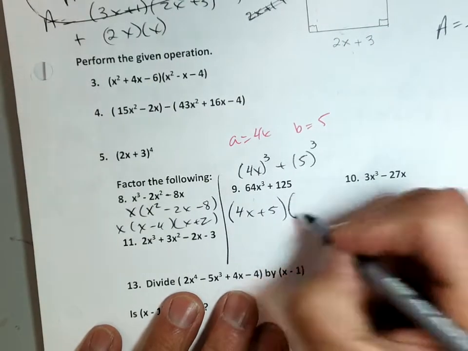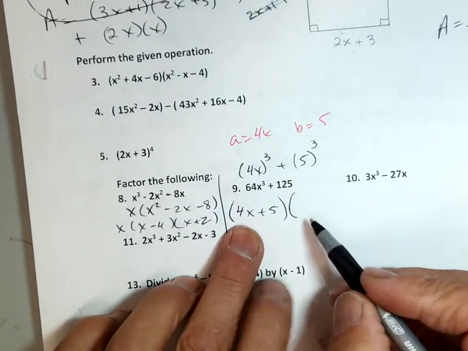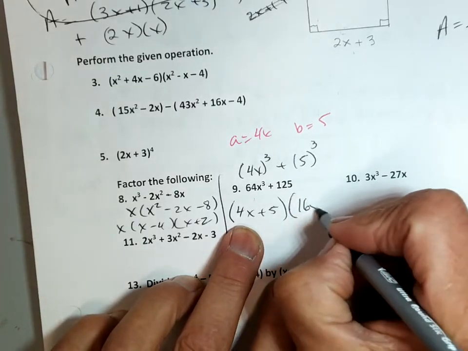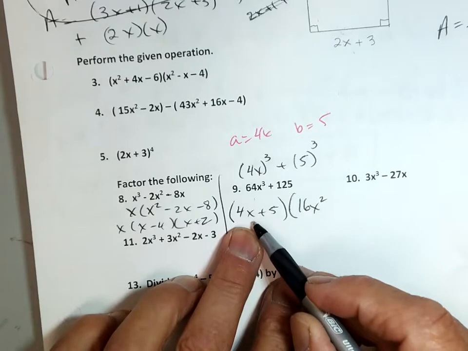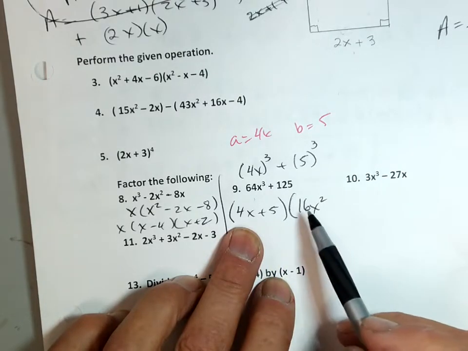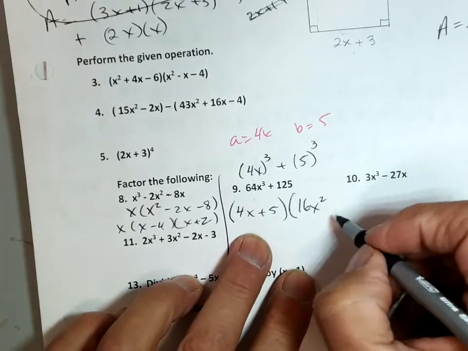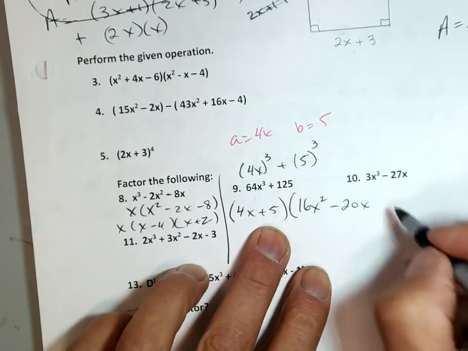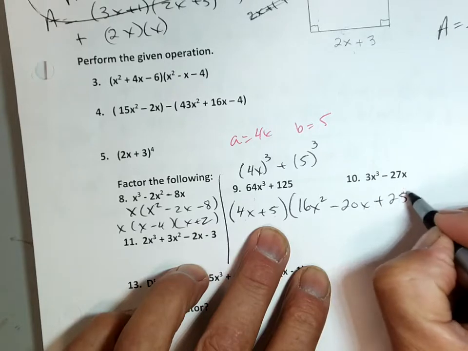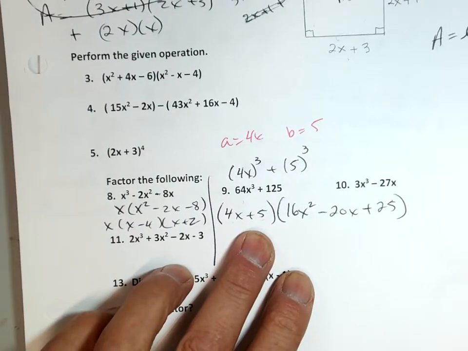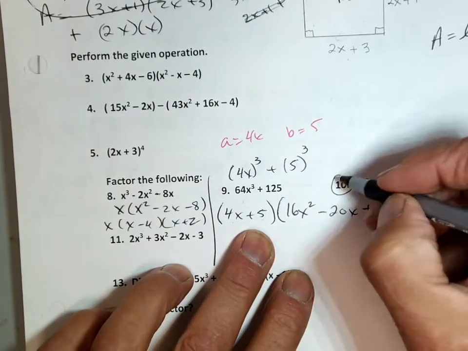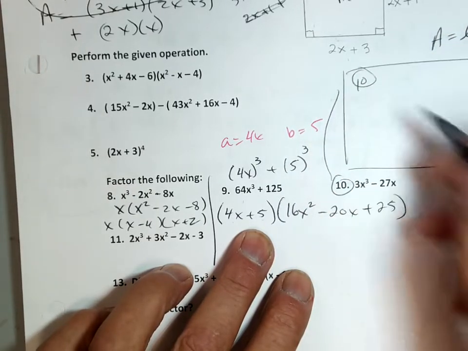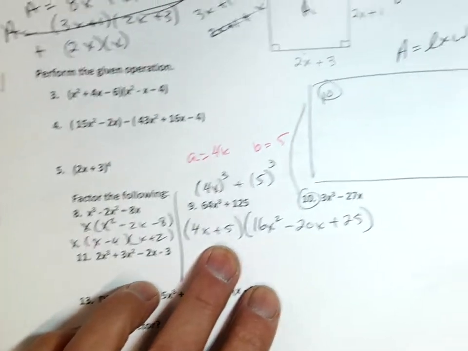Times, I'm going to go 4x squared, which is 16x squared. I'm going to square that, and then I'm going to multiply. I'm going to get a 20x, and then 5 squared is 25. Okay. All right, number 10, I'm running out of room. I'll squeeze 10 right up here, okay? How's that? Wait till you're ready, okay?